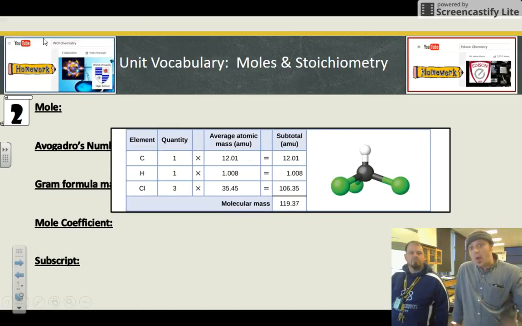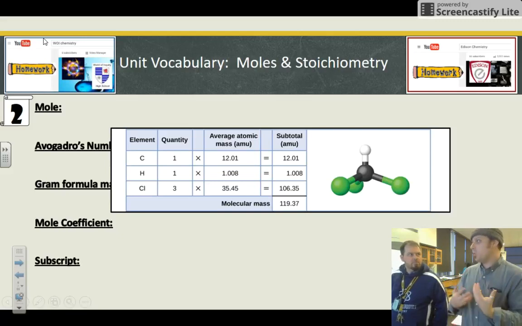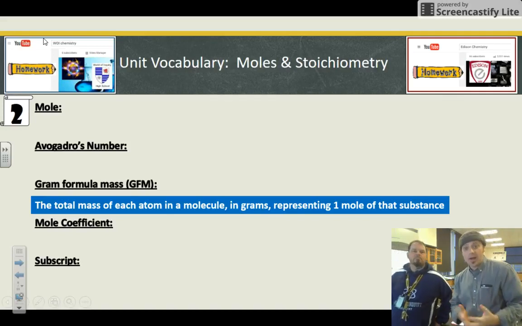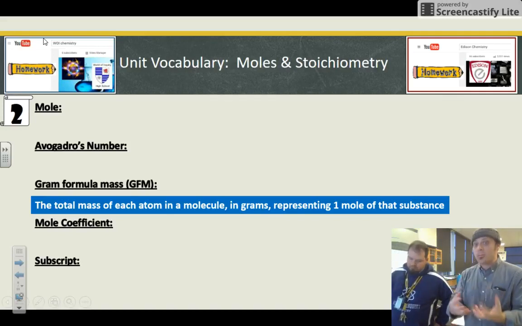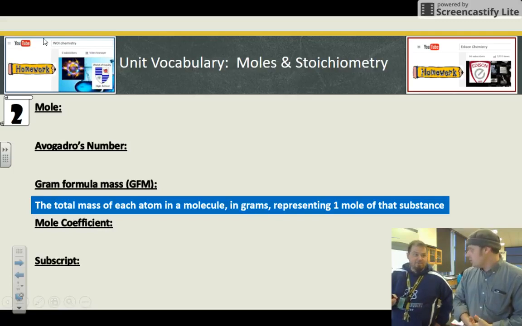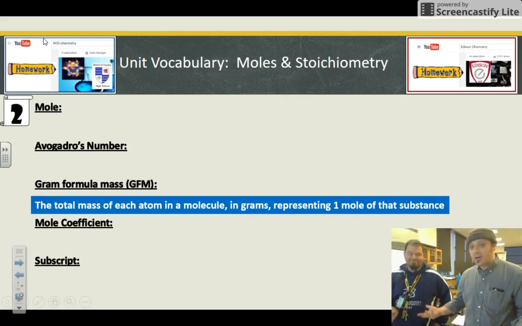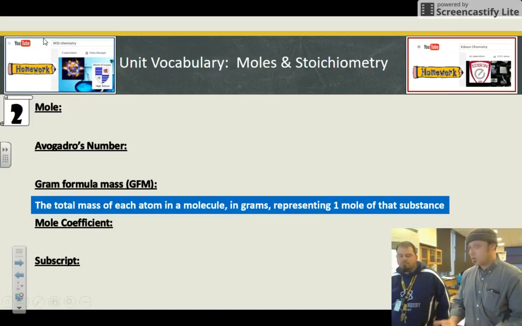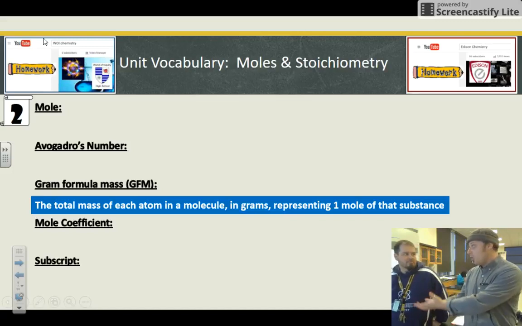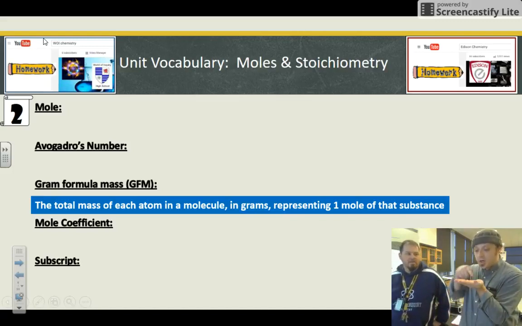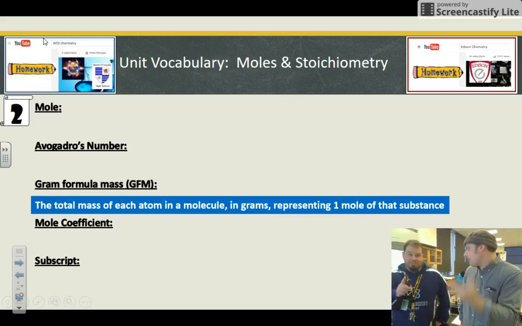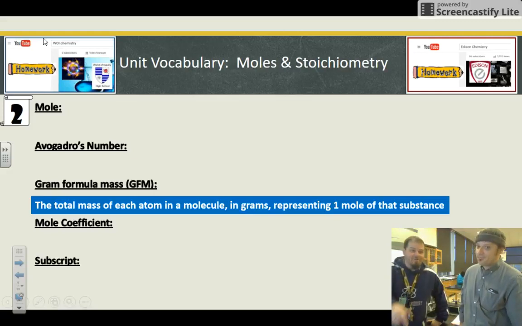Next, gram formula mass. This is a way that we chemists relate the number of atoms in a molecule to how much that molecule would weigh if we had a mole of it. So it's the total mass of each atom in a molecule in grams, but that altogether as grams represents 1 mole of that substance. So this is how we can use mass to measure and count. If I need 1 mole of water, I do the gram formula mass for H2O. I find out it's 18. So now that I know that's 18 grams per mole, I can put 18 grams of water on a scale and say, I got 6.02 times 10 to the 23rd molecules of water in my hand. And it's much easier to say, I have 1 mole, right? So don't get all upset about the mole.